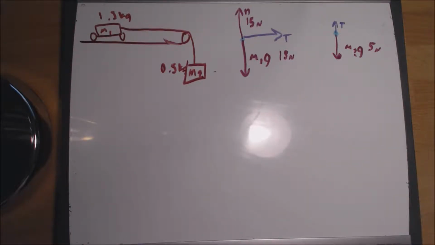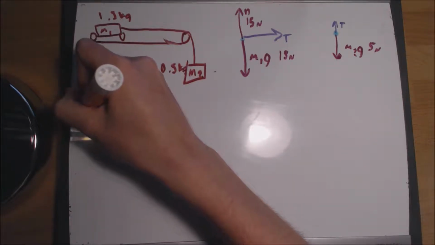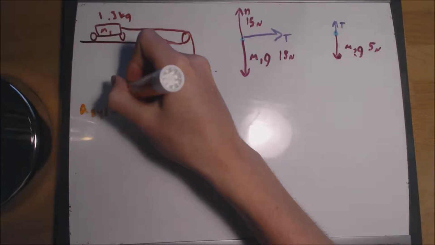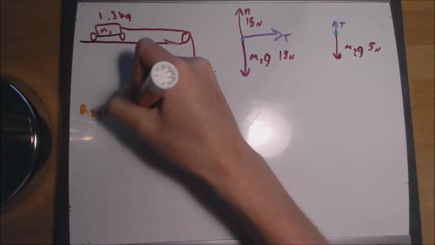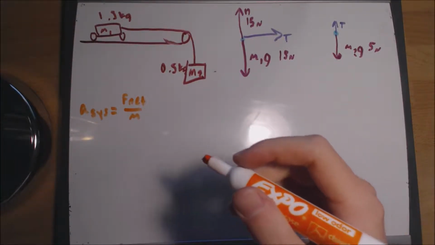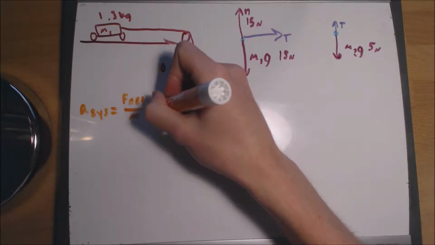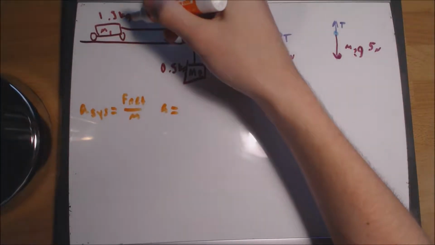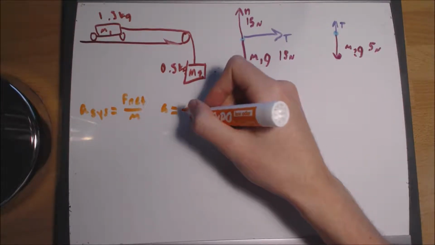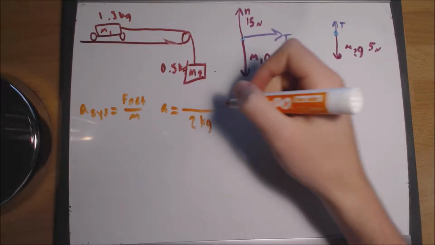So now we've got our force diagrams pinned down. We're going to calculate the acceleration of the system. To do this, we use our formula: acceleration equals F net over mass. We know the mass of the whole system is 1.5 plus 0.5 kilograms. So that's just going to be a nice 2 kilograms.